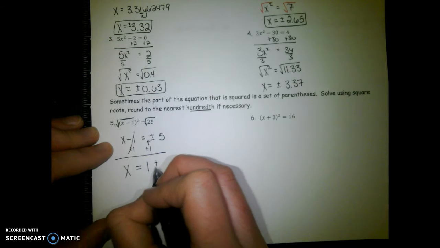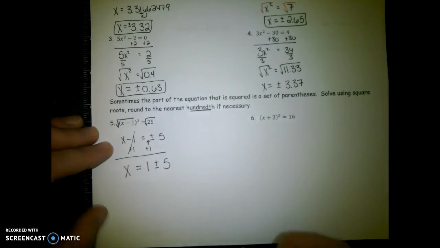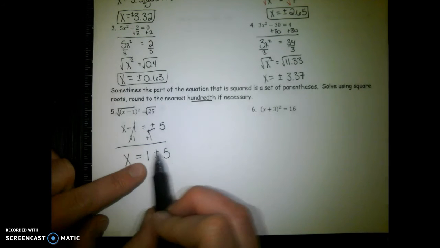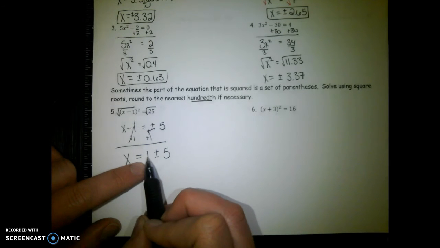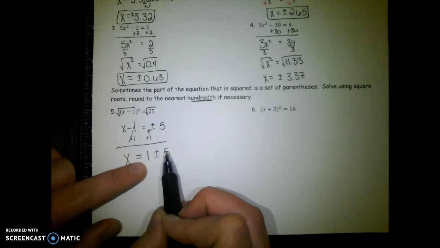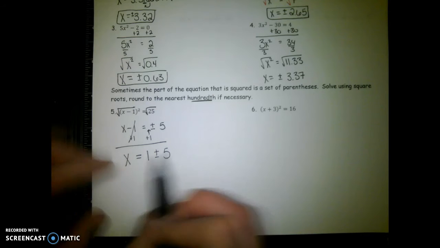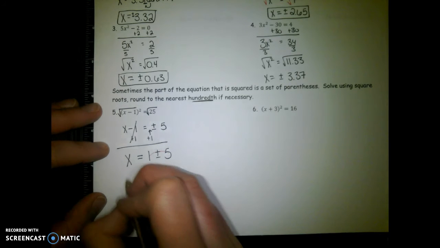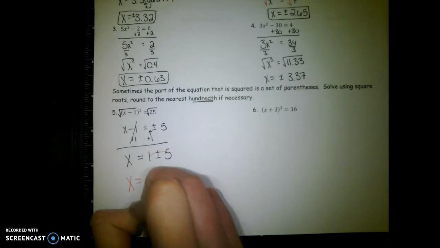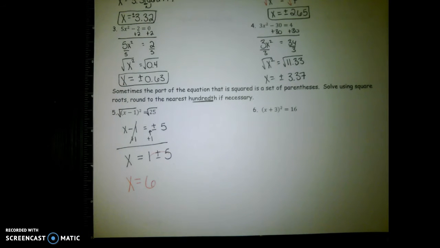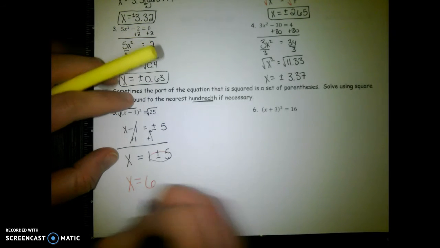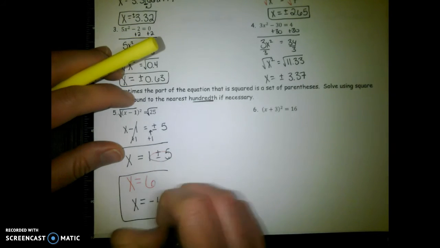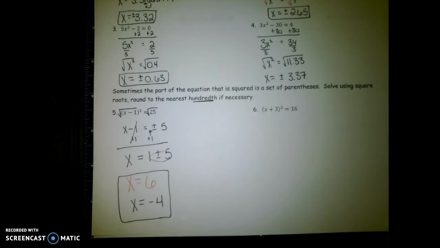1 plus minus 5. To get our final answer, we're going to use this symbol twice. We use this symbol once using the plus and again using the minus. So the first time, 1 plus 5 is 6. And then the next time, 1 minus 5, we would get -4. The 2 solutions are 6 and -4.